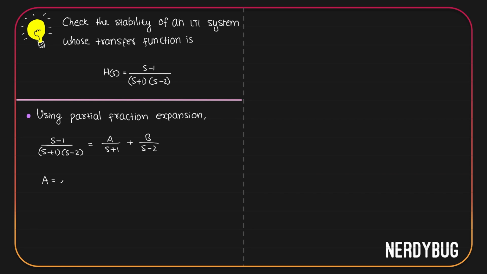Here a will be equal to limit s tends to the pole corresponding to a, which is -1. So s tends to minus 1, (s plus 1) multiplied by H of s. This is going to be limit s tends to minus 1, (s plus 1) multiplied by H of s, which will be (s minus 1) divided by (s minus 2). Giving the value minus 1 to s, we get 2 by 3. So a is 2 by 3.